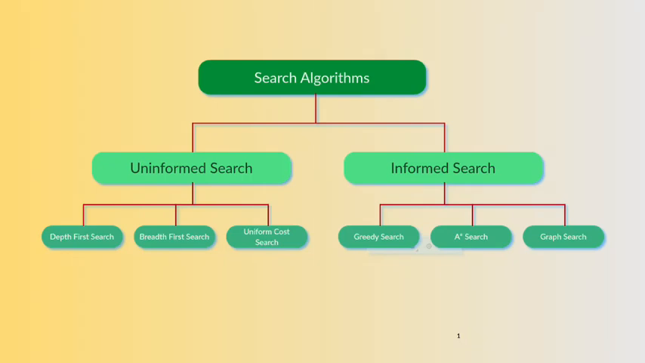Search algorithms in artificial intelligence. Search algorithms can be classified into uninformed search and informed search. Uninformed search can be further divided into depth first search, breadth first search, and uniform cost search. Informed search can also be divided into greedy search, A-star search, and graph search.